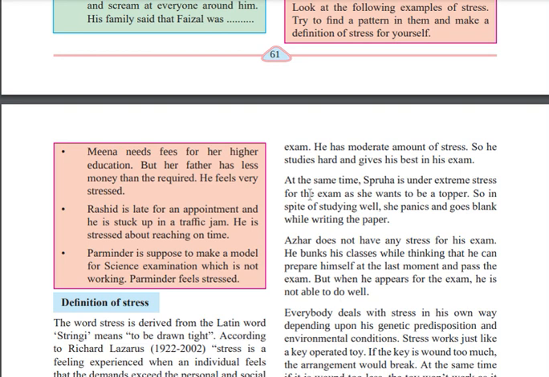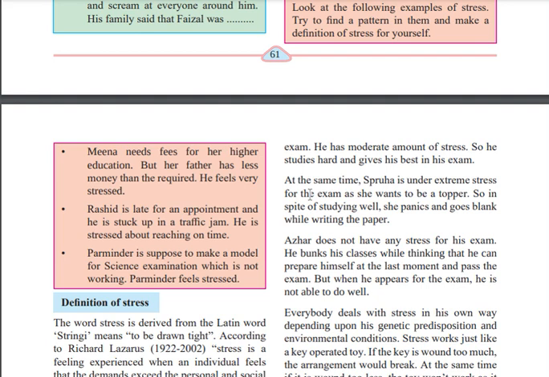Meena needs fees for her higher education, which means after 12th standard, but her father has much less money than required, and he feels very stressed. Okay, what do you mean by that? Obviously, just imagine if you don't have fees and there is a very basic necessity, you will also feel stressed.